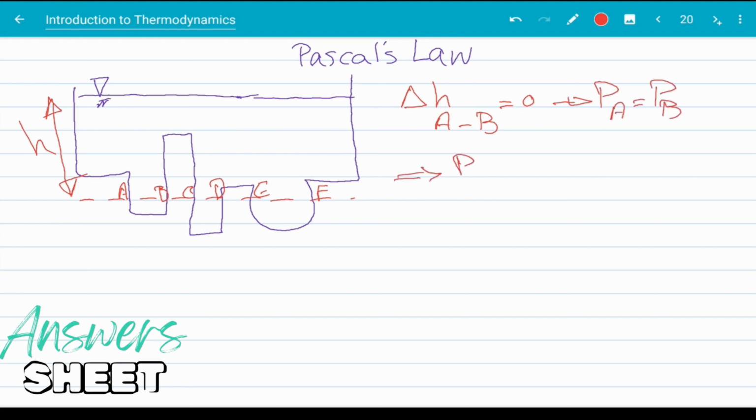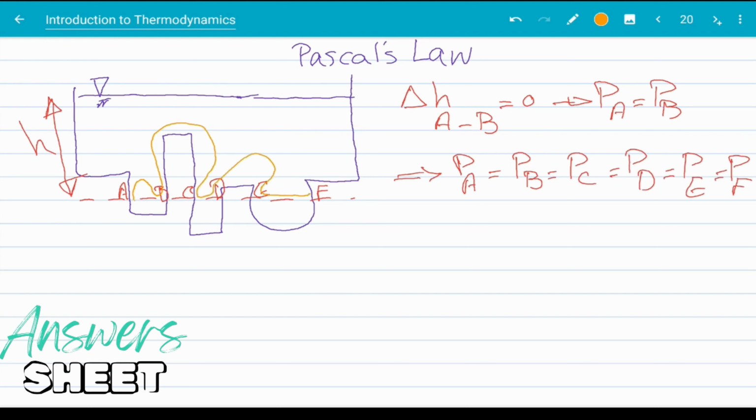Every point on a horizontal line in the same liquid has the same pressure, only if you can connect them with a single continuous line. Now, if you can't connect your points with a continuous line, they don't necessarily have the same pressure.